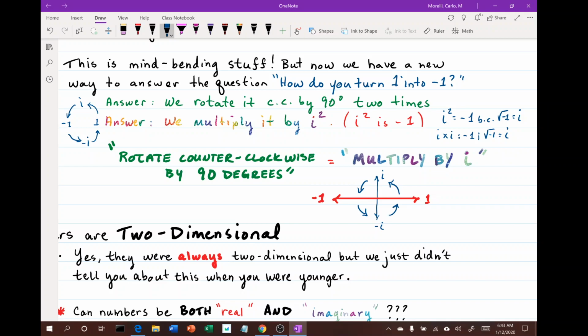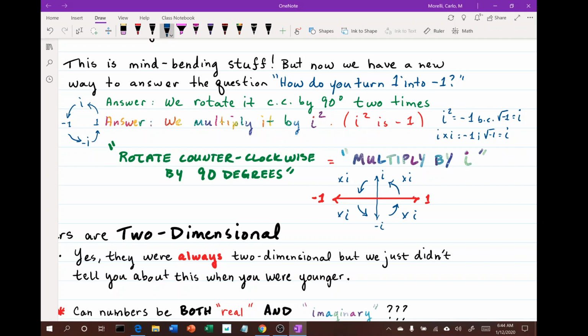The way that you get from 1 to i is by multiplying by i. The way that you get from i to -1 is by multiplying by i. The way that you get from -1 to -i is by multiplying by i. The way that you get from -i to 1 is by multiplying by i. So I hope it's starting to click now.